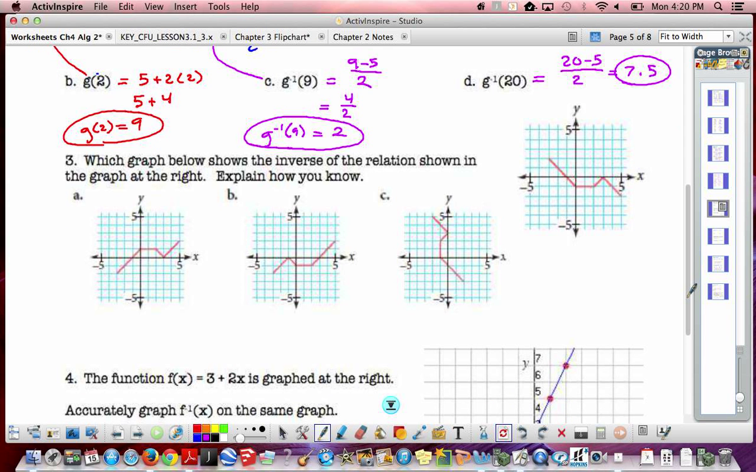All right, number 3, a little bit more challenging. It says, which graph below shows the inverse relation shown on the graph to the right? Sometimes it's hard just to see what the inverse actually does. How do you know? Remember that you interchange the x and y values, or it's a reflection over the line x equals y. The reflection is a little bit harder to see. I find it's easier for students knowing that you're interchanging x and y. So what I do is I take the original function here and I take a look at where these original points are. Here's the original xy.